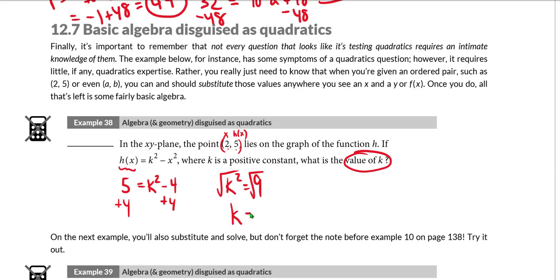Remember, we've talked about this a few times in this section. We do have to account for both the positive and negative value. Fortunately, in this case, they tell us that k is a positive constant, which means we know that the 3 is the correct answer here for the value of k, which is what they are asking us for. So again, really not a whole lot of quadratics involved in this question. This just becomes a substitute and solve question, and the solving really is stuff that you learned when you were doing some basic algebra in school.